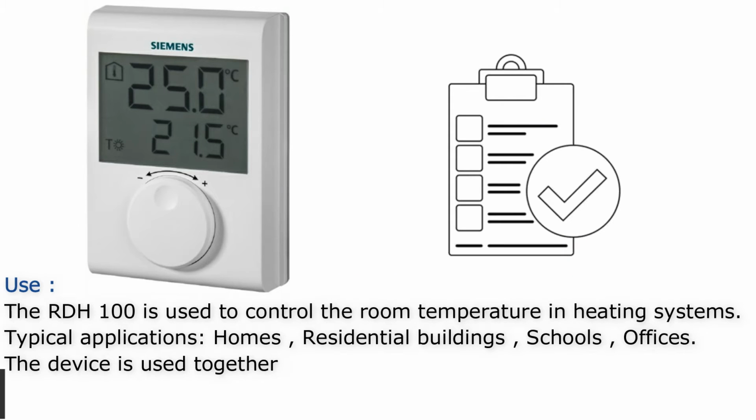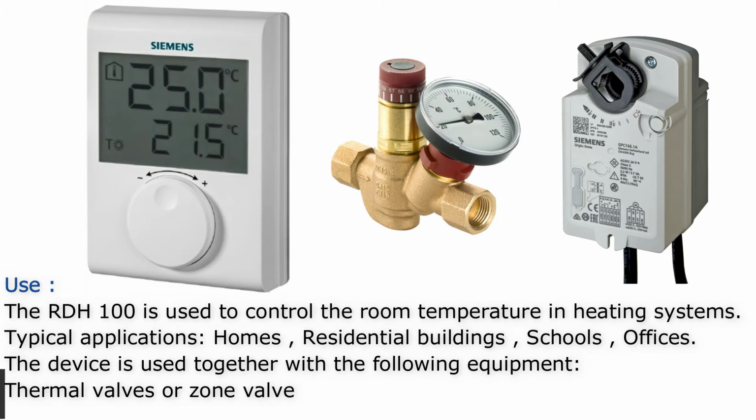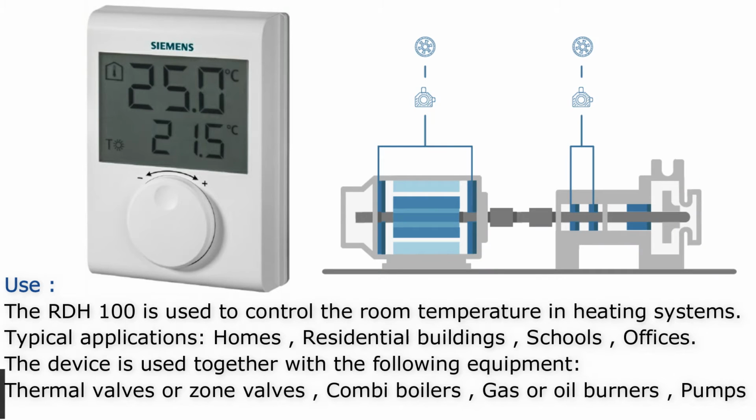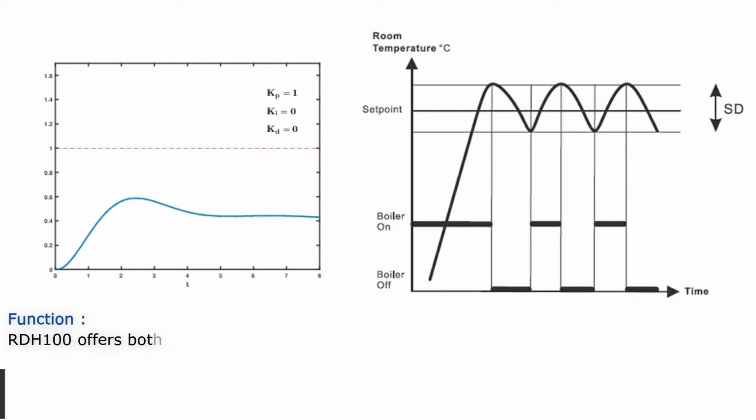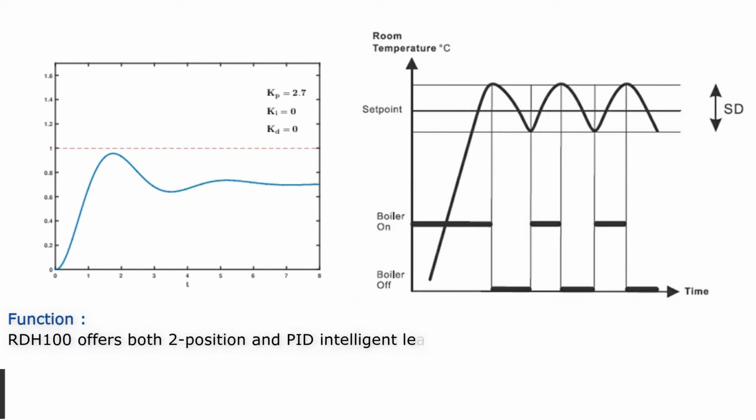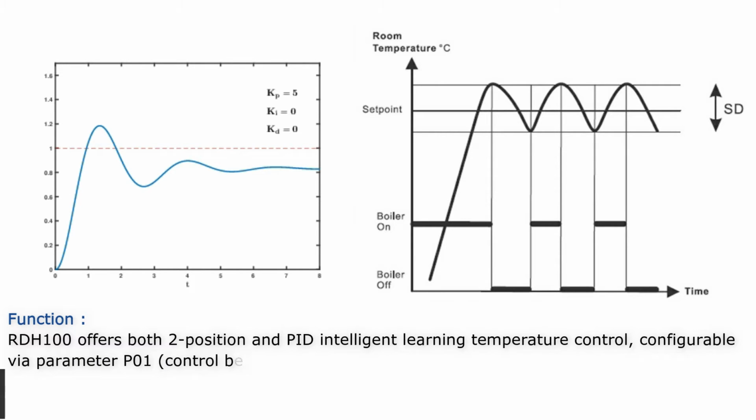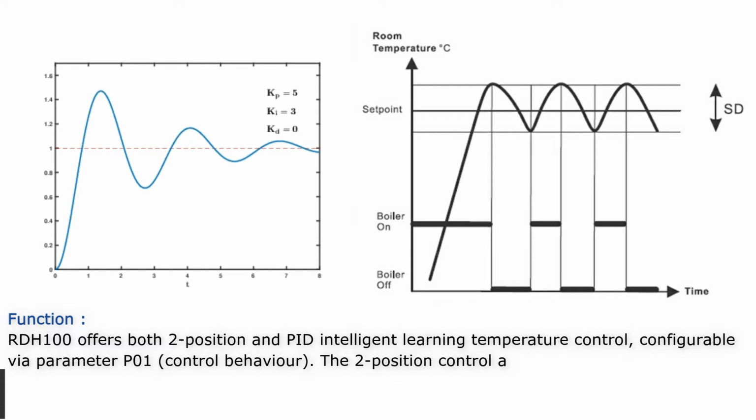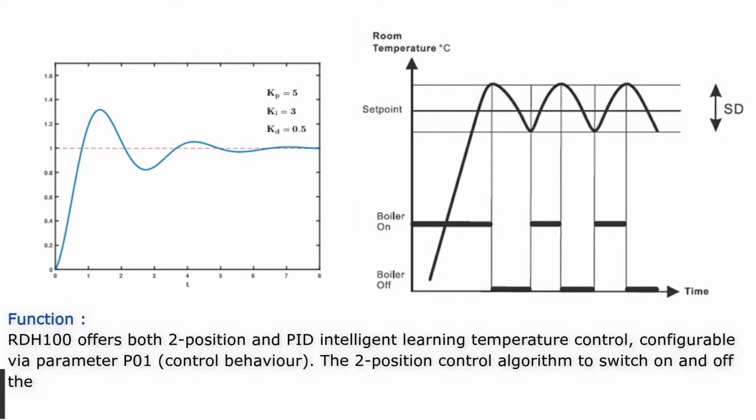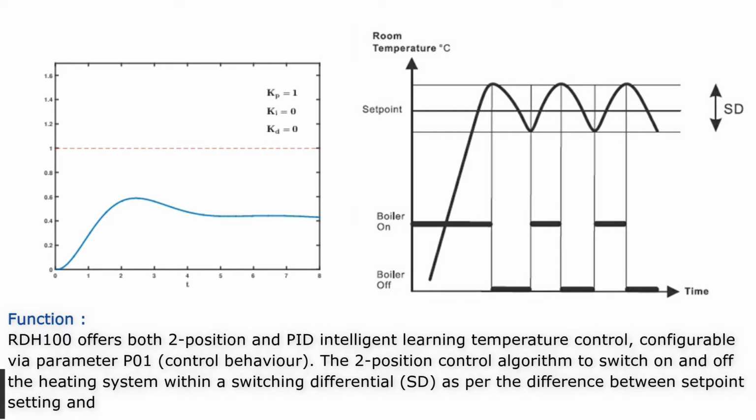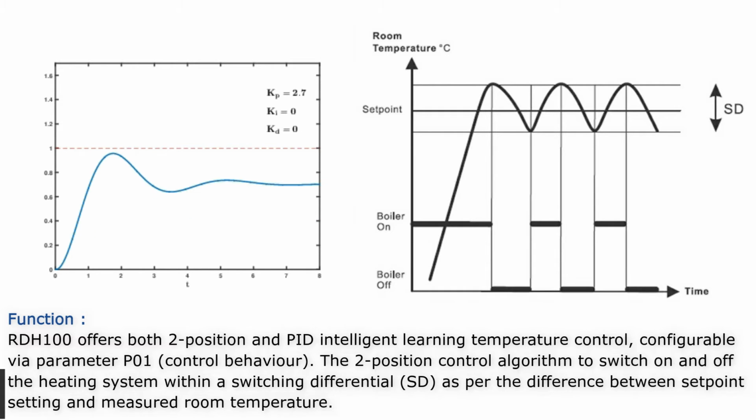The device is used together with the following equipment: thermal valves or zone valves, combi boilers, gas or oil burners, pumps. Function. RDH 100 offers both 2-position and PID intelligent learning temperature control, configurable via parameter P01, control behavior. The 2-position control algorithm switches the heating system on and off within a switching differential, SD, as per the difference between set point setting and measured room temperature.